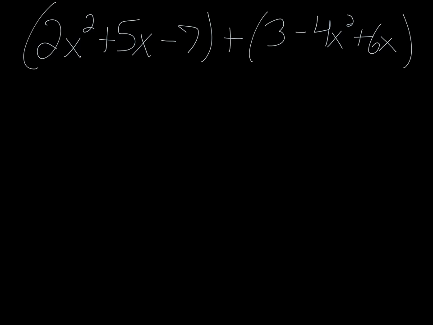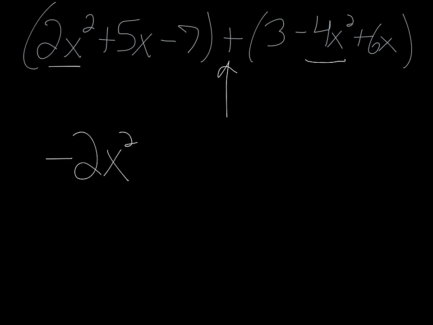The first one is degree 2, the second one is also degree 2. So they're both quadratic trinomials, and we're adding them together, as you can see here in the middle. And we're going to combine like terms. So I'm looking at 2x squared and I'm going to add that to the like term over here, which is negative 4x squared. 2x squared minus 4x squared gives us negative 2x squared.